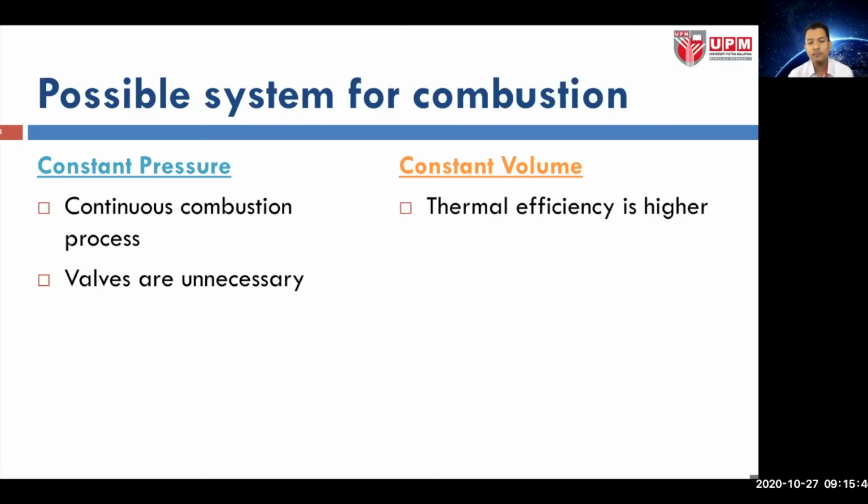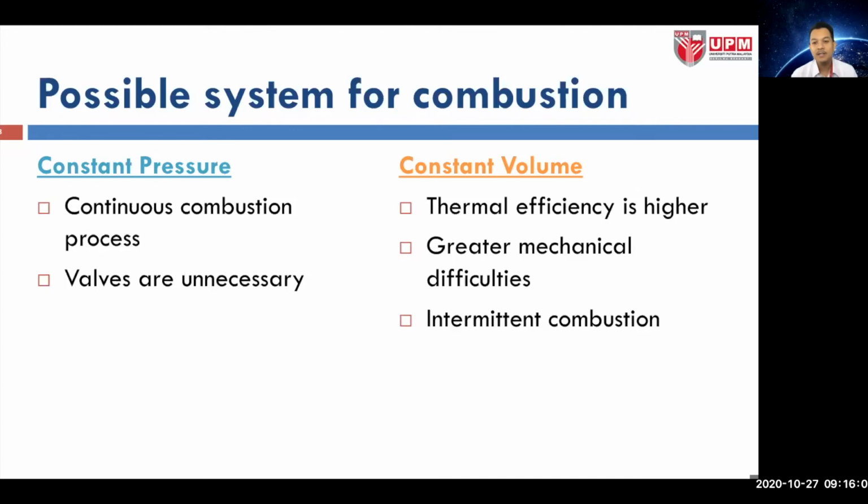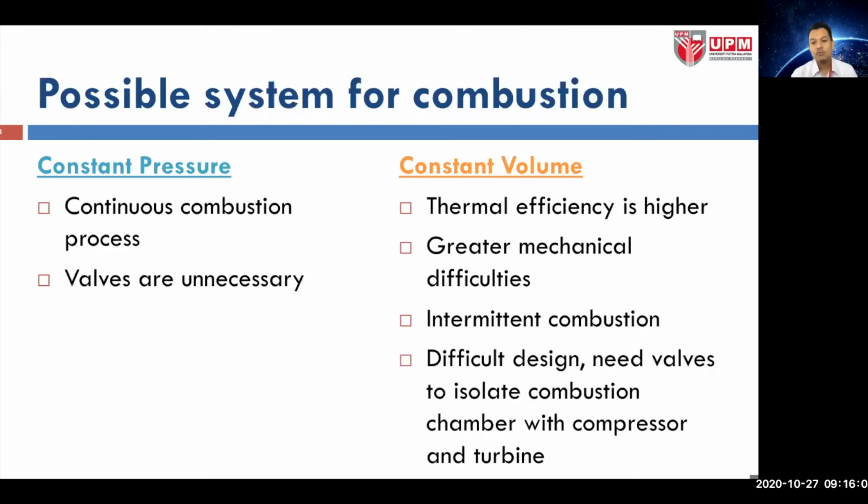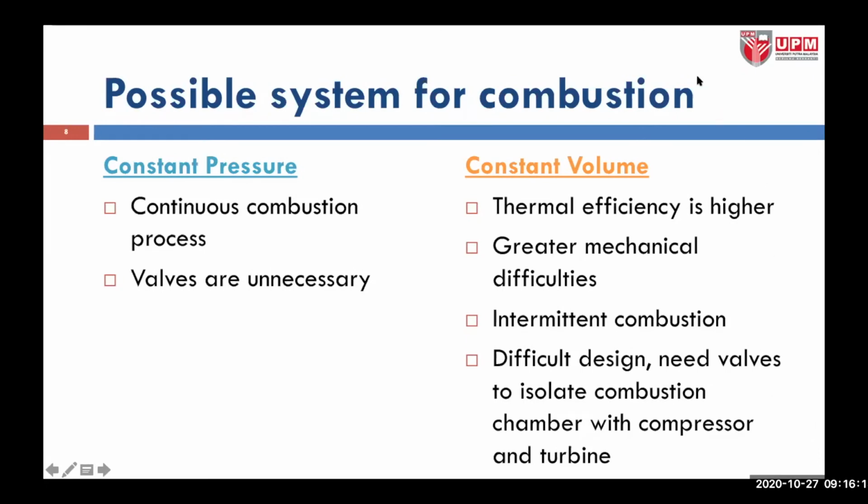Whereas for constant volume, we will get a higher thermal efficiency, right? But because you want to stay constant in terms of the volume, you will have greater mechanical difficulties, right? Because of the mechanism and intermittent combustion, right? What that means here is that it is a difficult design that needs valves to isolate the combustion chamber from the compressor and the turbine.